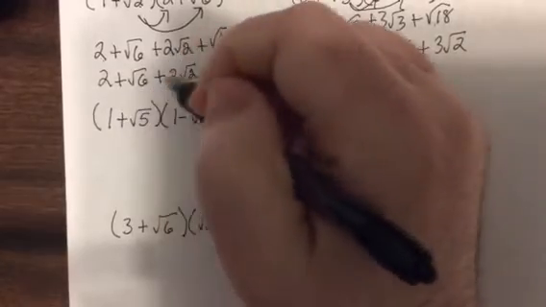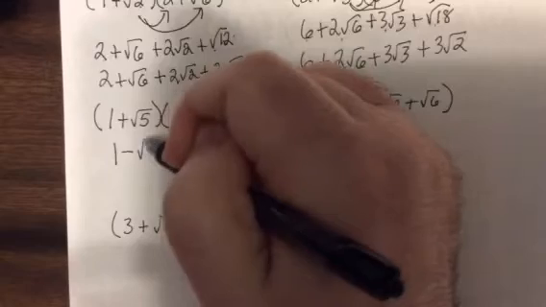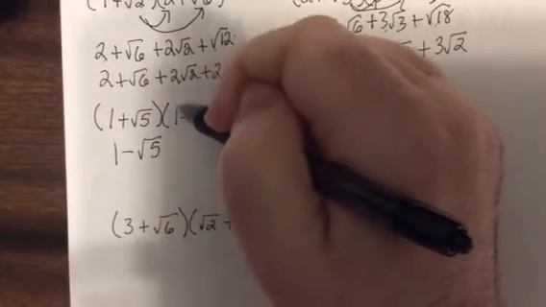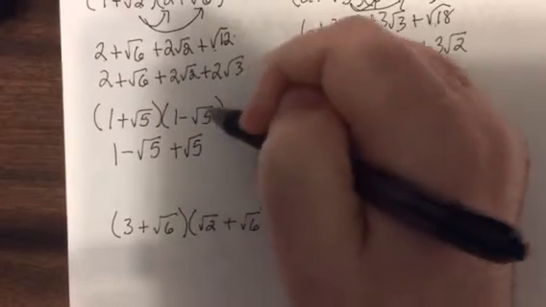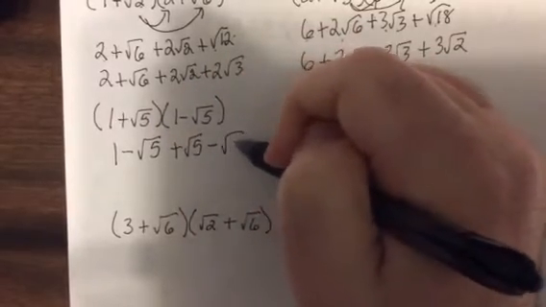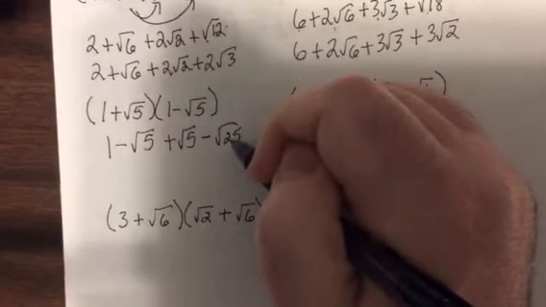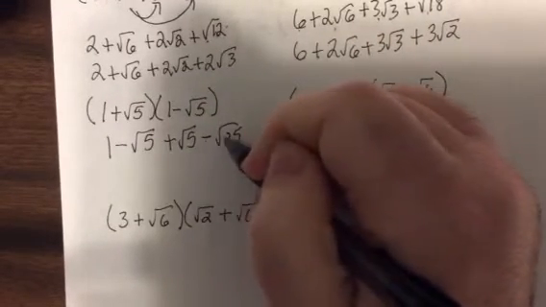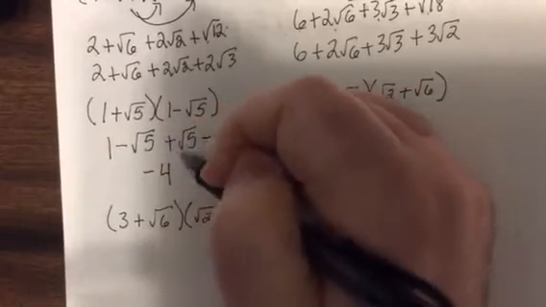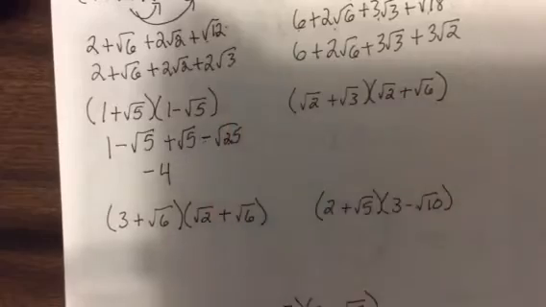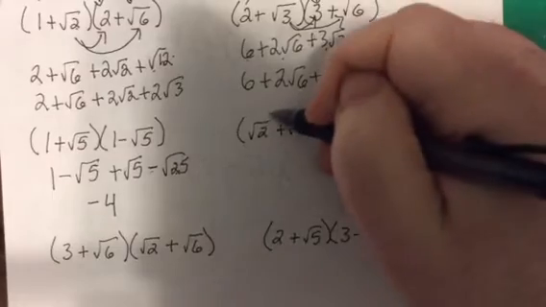This one, 1 times 1 is 1. 1 times negative square root of 5. Square root of 5 times 1. And square root of 5 times negative square root of 5 is negative square root of 25. Now, square root of 25 is 5. It'd be negative 5. 1 minus 5 is negative 4. And minus square root of 5 plus square root of 5 is 0. Woohoo!